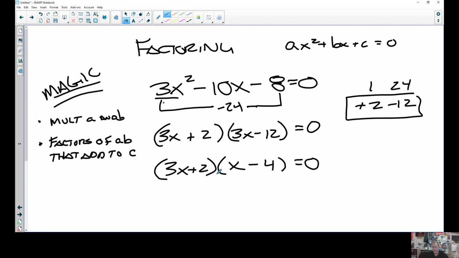Now, I look at this. This is factored form. This 3x times x gives me 3x squared. Outside would give me negative 12x. Inside would give me positive 2x. That makes my negative 10x. 2 and negative 4 make the negative 8. So this is my factored form.